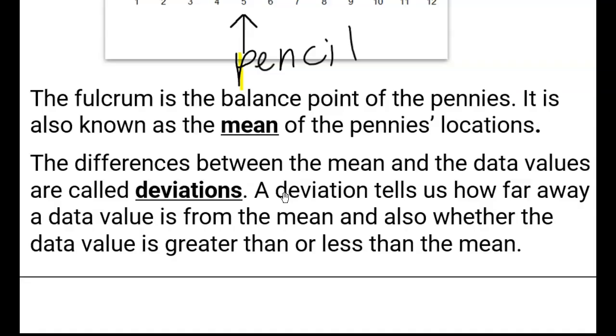So, if we took a test and I said, "Hey, y'all, the average, the mean, was an 85 for the whole class for 5th period." But let's say you scored an 87. Were you greater than or less than the mean? Greater than, okay? And what was your deviation? 2 points, right? Because you got an 87, but the average was 85.